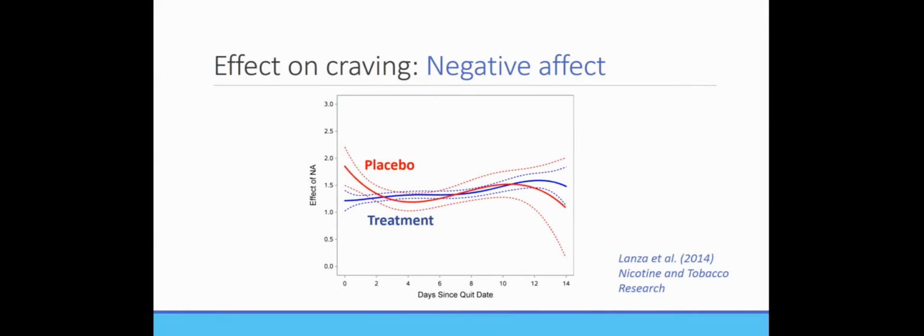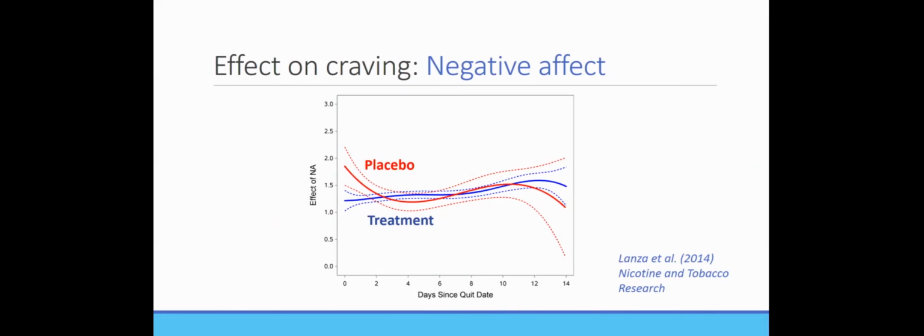And on the y-axis, we have the effect of negative affect. Negative affect and craving were continuous variables, so these are regression coefficients, betas, and we can interpret them. So let's try to interpret them. For the placebo group, on day 0, right after they quit, the association between negative affect and craving is significantly different from 0. In fact, the coefficient is almost 2.0. So for every 1 unit higher on negative affect, they are expected to be nearly 2 units higher on craving.